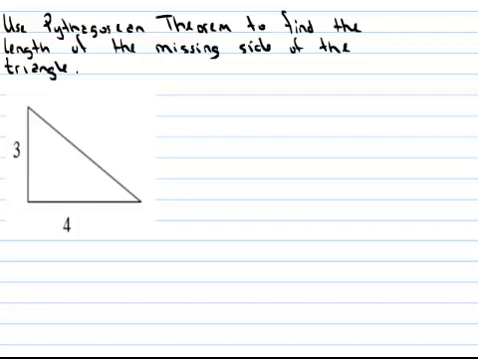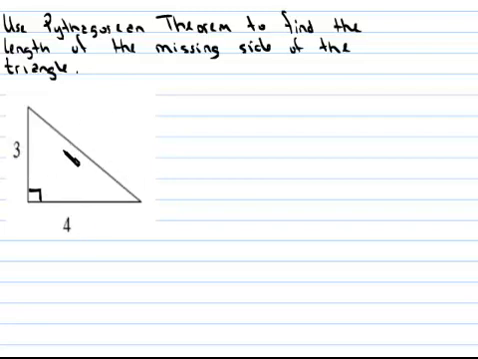Okay, use the Pythagorean theorem to find the length of the missing side of the triangle. So here we have a triangle. It's got two legs given to us. Now we're using the Pythagorean theorem, so we have to go under the assumption that this is a right angle. This only works with a right angle there. So we have a triangle that's given the two legs, but we don't know the hypotenuse right here.